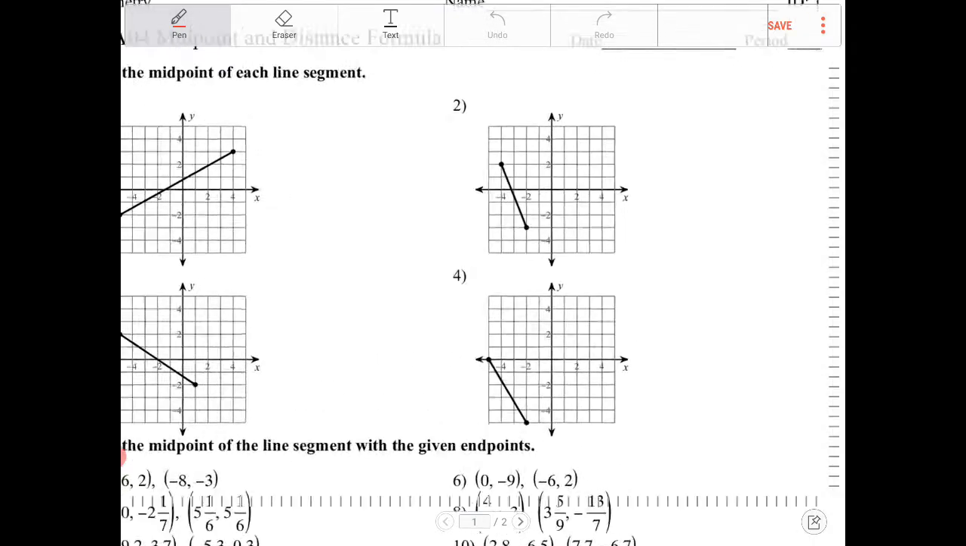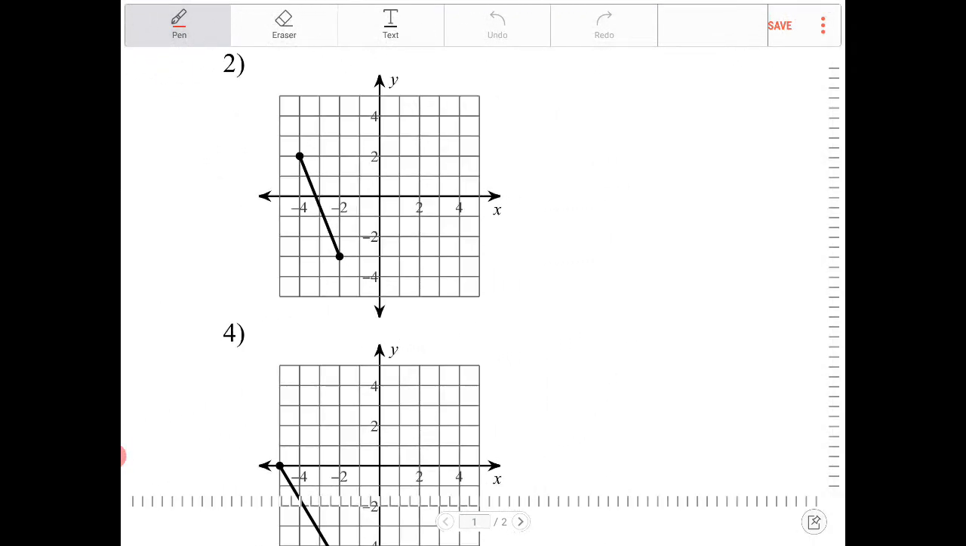Question number 2. To find a midpoint, you can do one of two things. You can either count, or you can solve this algebraically. Looking at this, I can already get a sense of where the midpoint is. The technical term for what I'm doing is breaking up this line segment into its components. There's a vertical component and then there's a horizontal component.